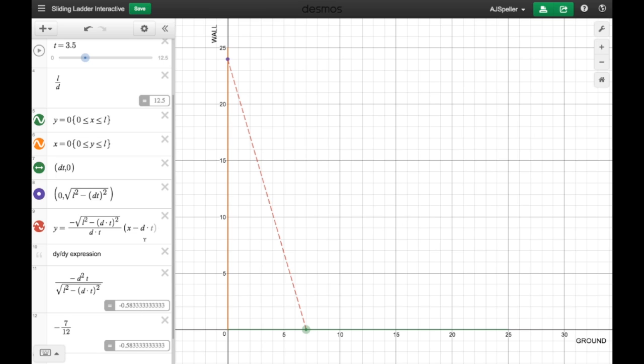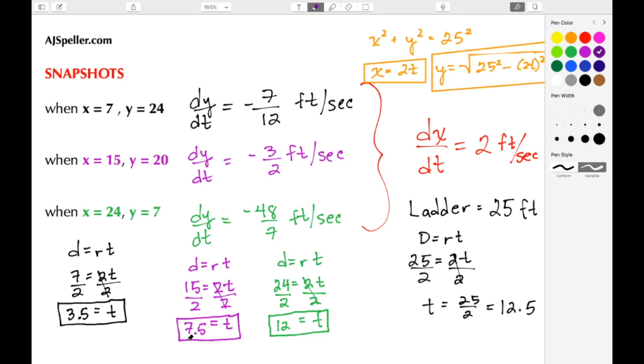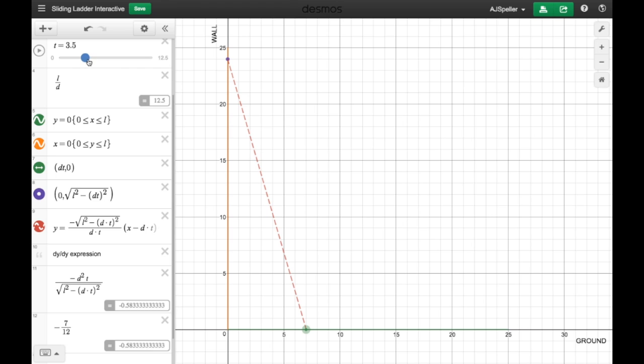Next, we had to figure out when the bottom of the ladder was 15 feet away, so let's go back and get that time. Here we see that happens at time 7.5 seconds. So let's come up here to the time slider and move that over to 7.5. All right, here at 7.5, we see that the rate is negative 1.5. We also see that the x value is at 15 and the y value is at 20.